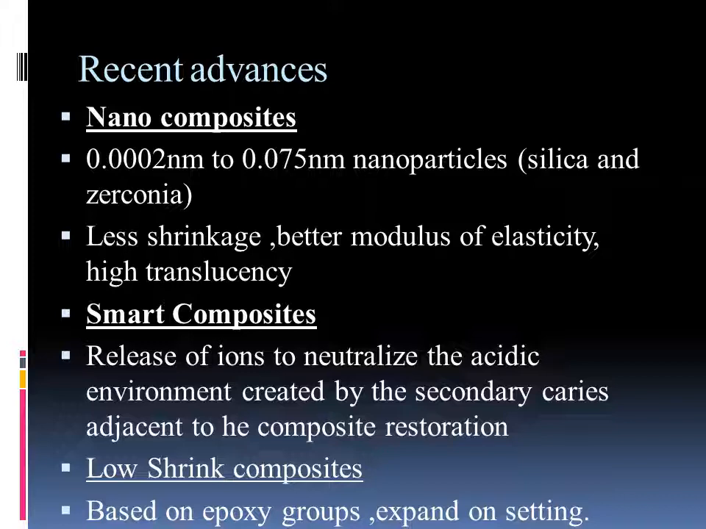Then the low shrink composites, so they basically do not contain bis-GMA. They have silorane, which are basically ring-like structures based on the epoxy group, and they expand on setting. So they do not undergo shrinkage, they expand.